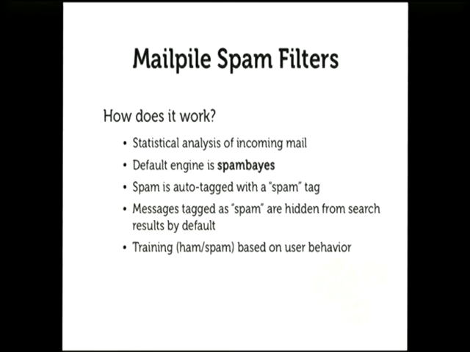But let's talk about spam filtering, because it's cool. So how does it work? Mailpile spam filters are based on statistical analysis of the mail. So we want to have engines that read the mail and give us some sort of result. By default, we're using SpamBase. Messages that match are auto-tagged with a spam tag. And then messages that have that tag are by default hidden from search results, so the spam isn't in your face. We train the filter, or we train the Bayesian engine, by looking at the user's behavior.